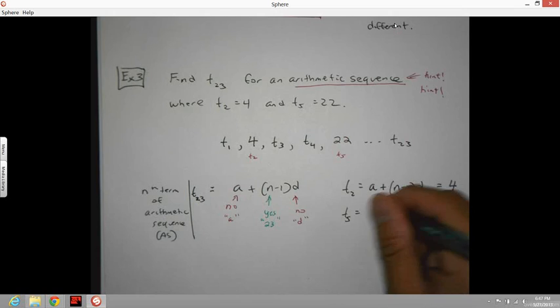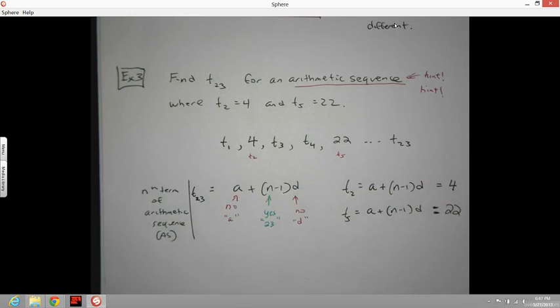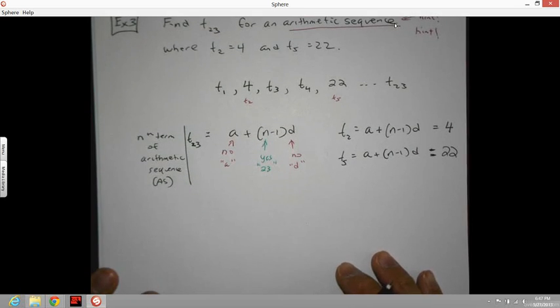Okay? I still don't know my a. I know my n. I don't know my d. And I do know my answer. This one's going to be 22. Okay? 22. So I can simplify this further.